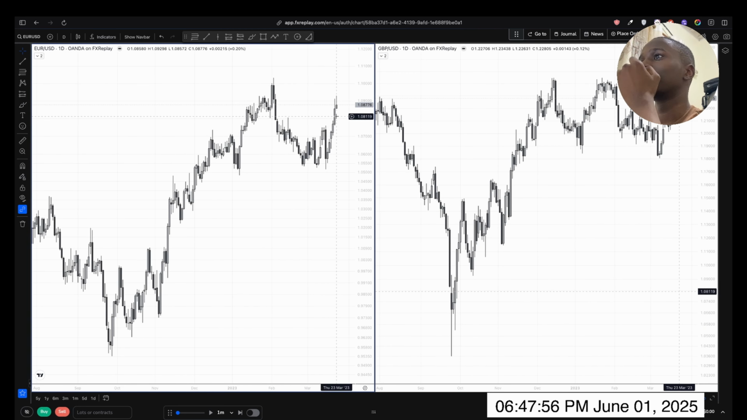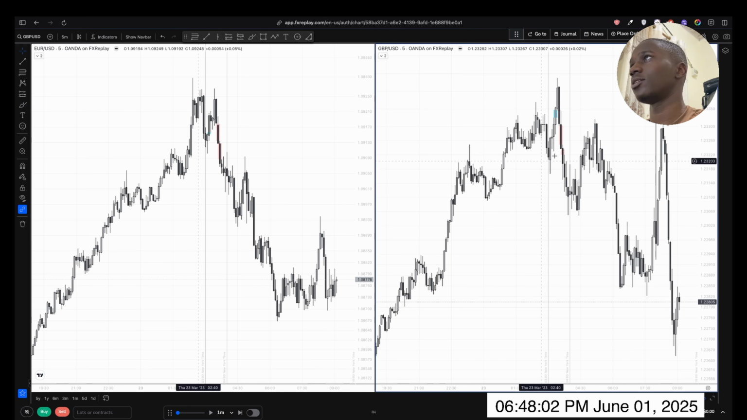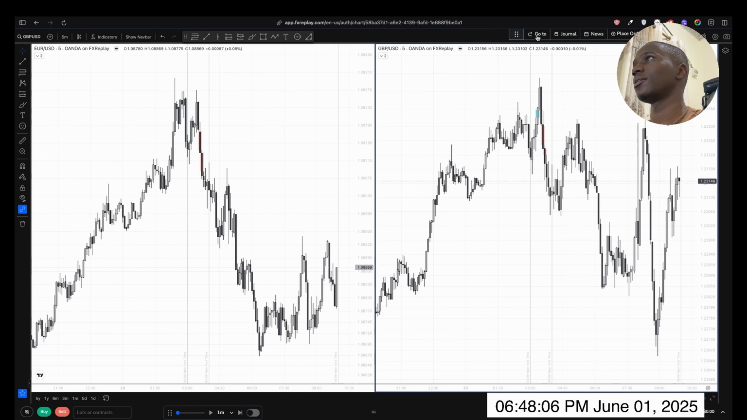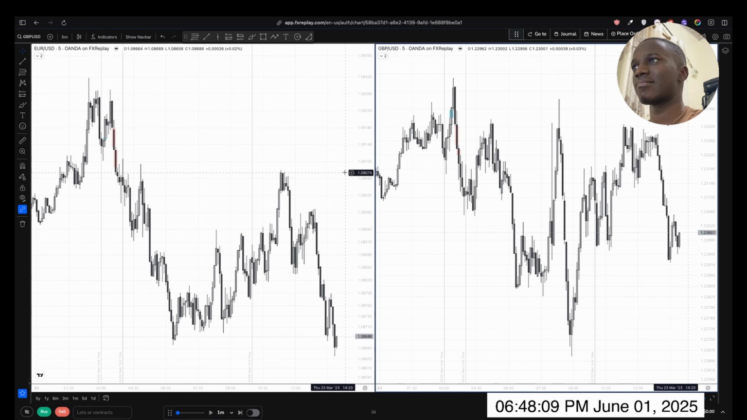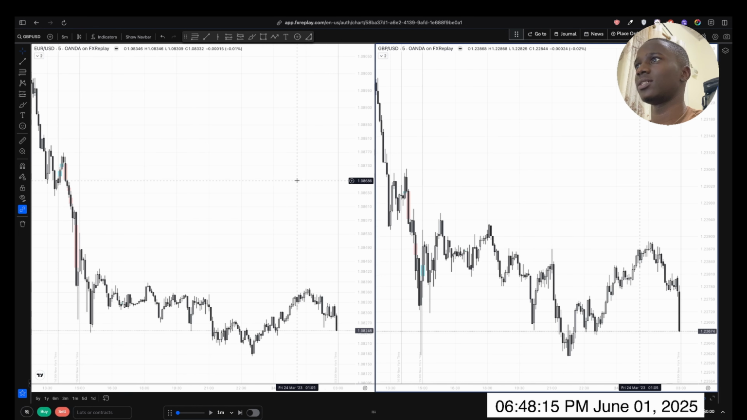So today was Thursday, so let's see if we can find any trades in the London Silver Bullet. Was it the London Silver Bullet? No. Let's go to the London Silver Bullet, which will probably be on the next day. Nope. Next Silver Bullet session. Alright.